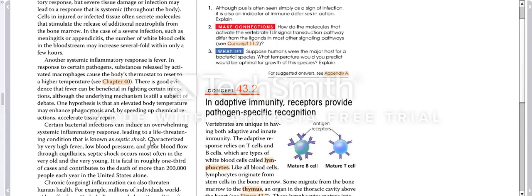Fever is an immune response that is considered inflammatory. When certain pathogens enter your body, substances are released by macrophages that cause the body's thermostat to reset to a higher temperature. This reset is good for fighting off certain infections, and it is hypothesized that the increased body temperature increases phagocytosis by accelerating tissue repair.